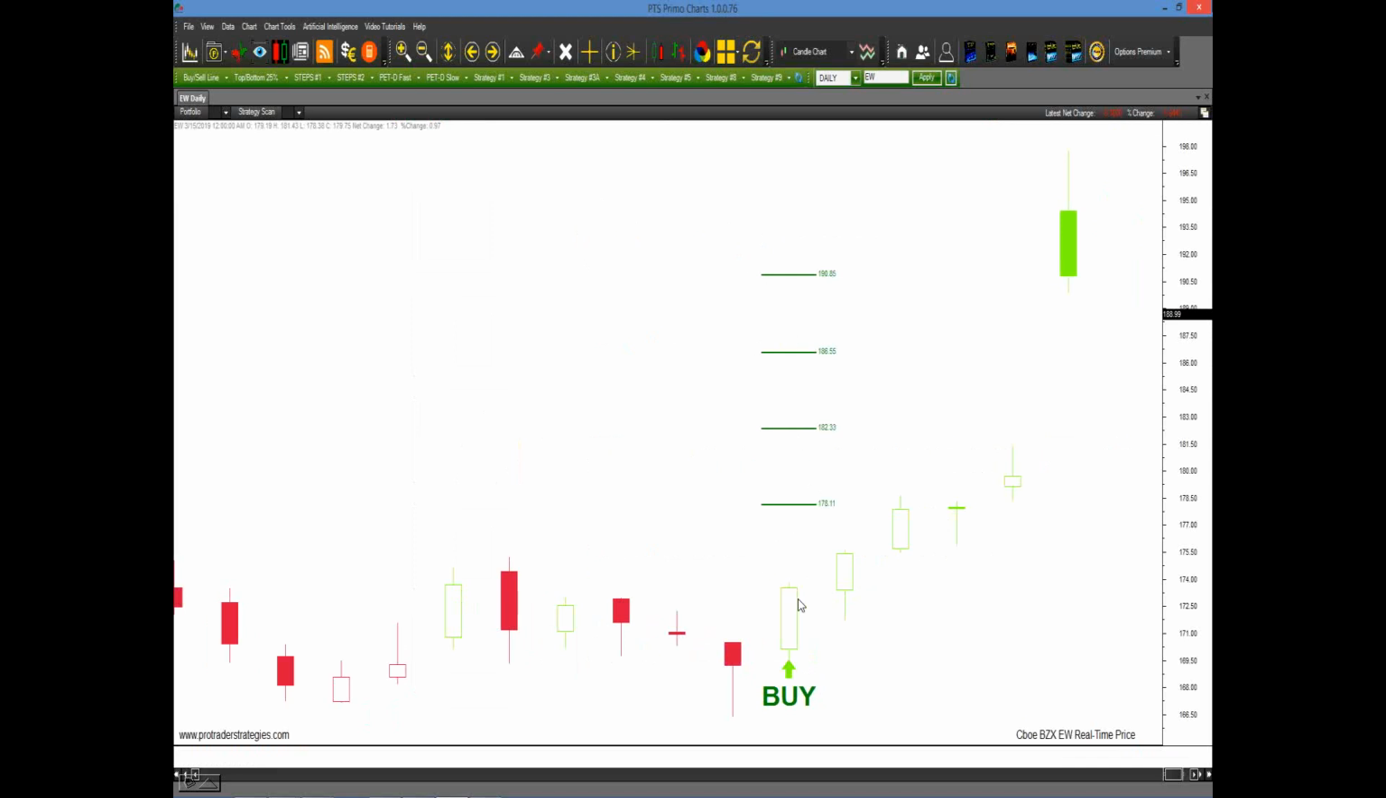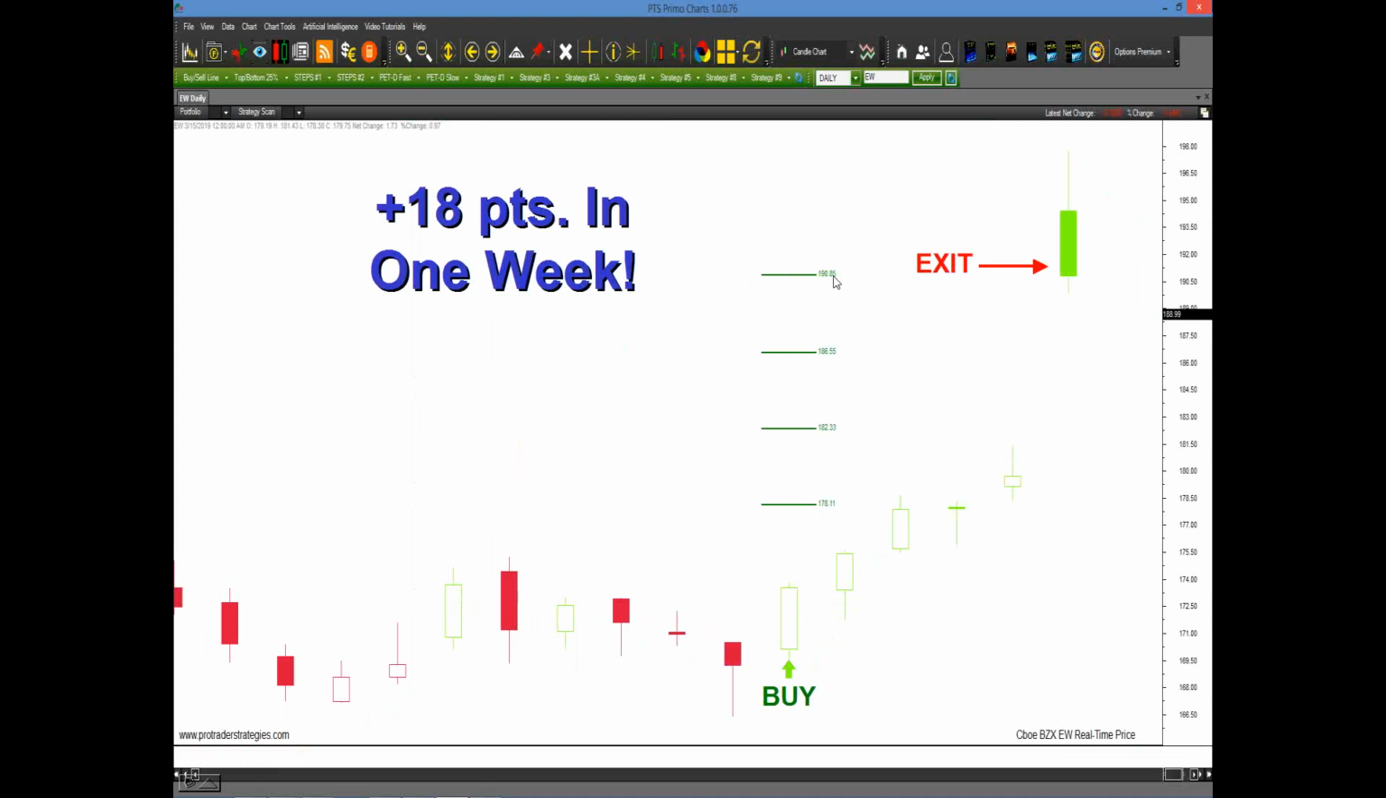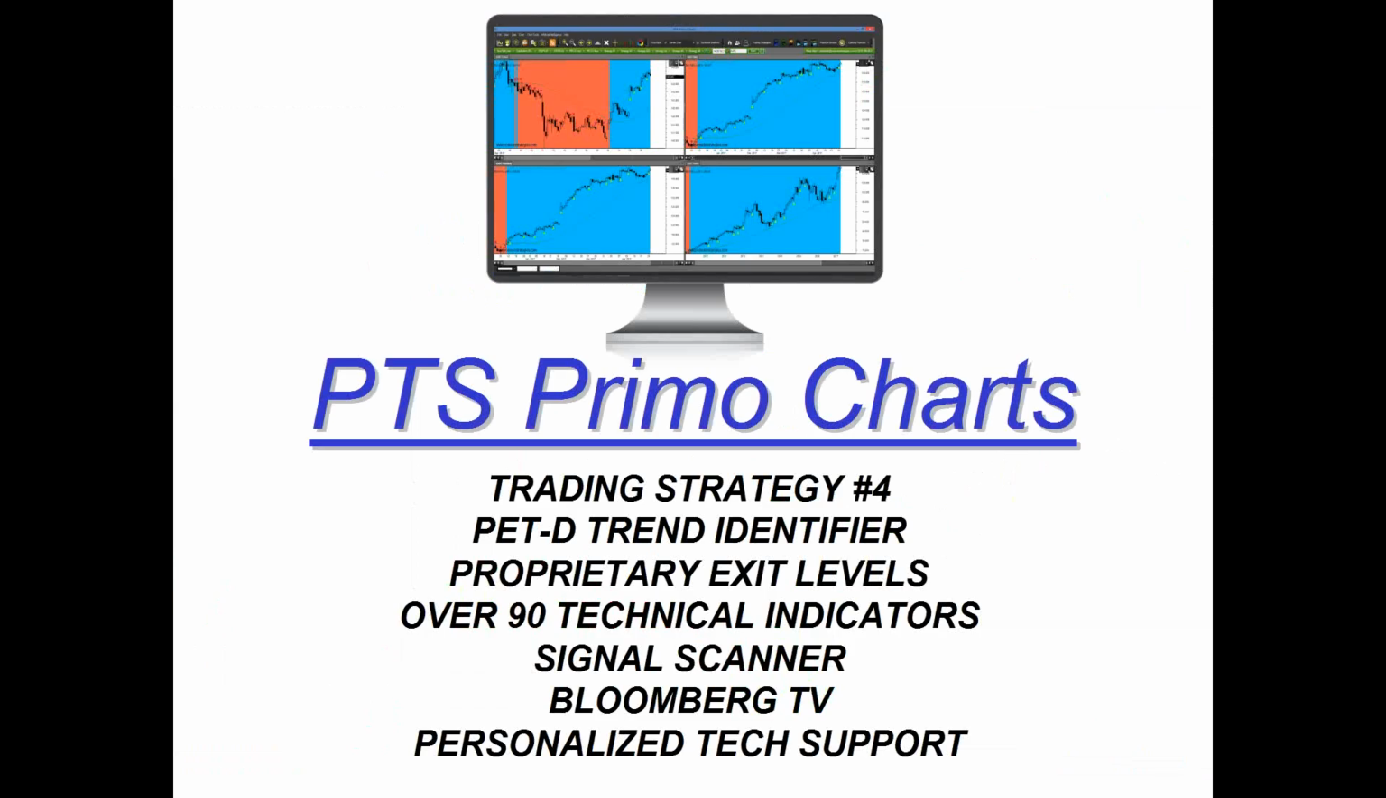If you want to get most likely a 1-to-1 risk-reward ratio, you would use exit level number 1. If you wanted to get a 2-to-1, 3-to-1, you use these. Now, the beauty is, if this gapped up, you would have exited right here, and you would have made 18 points in 1 week, okay? So that's one of the great things that is also included on the platform, automatic exit levels, just one of our exit features. Another thing we have is over 90 of the most prominent technical indicators.